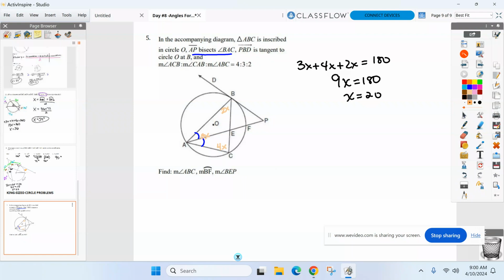All right, everyone's getting 20. Substitute it back in. Let's find the angles in the triangle. Let me start on angle ABC, angle B. Substitute it back in. You get 40, everyone? 40 degrees.